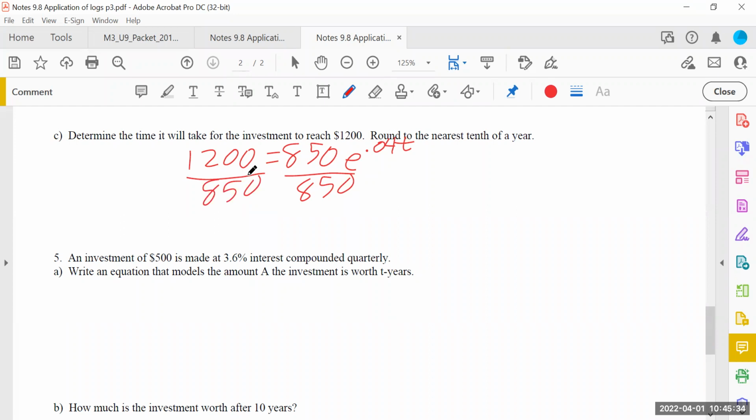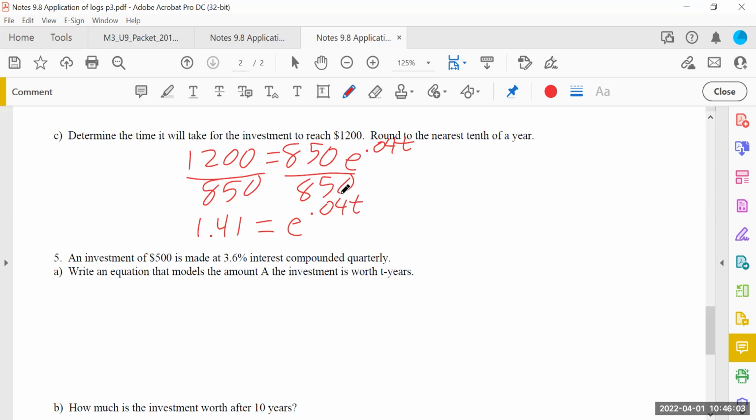1,200 divided by 850. Oops, 850. 1.4. Oh, I didn't like that. That's interesting. Yeah, I think it's 1 point. Is it 1.4? Okay, so 1.41. How far should we go here? 1.41 is probably good enough as long as that's the correct rounding. Equals e to the 0.04t.